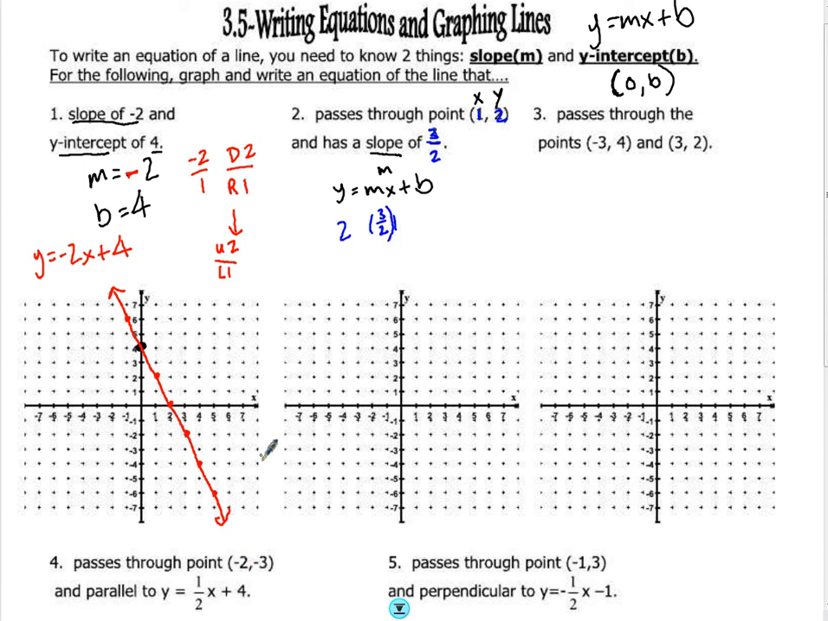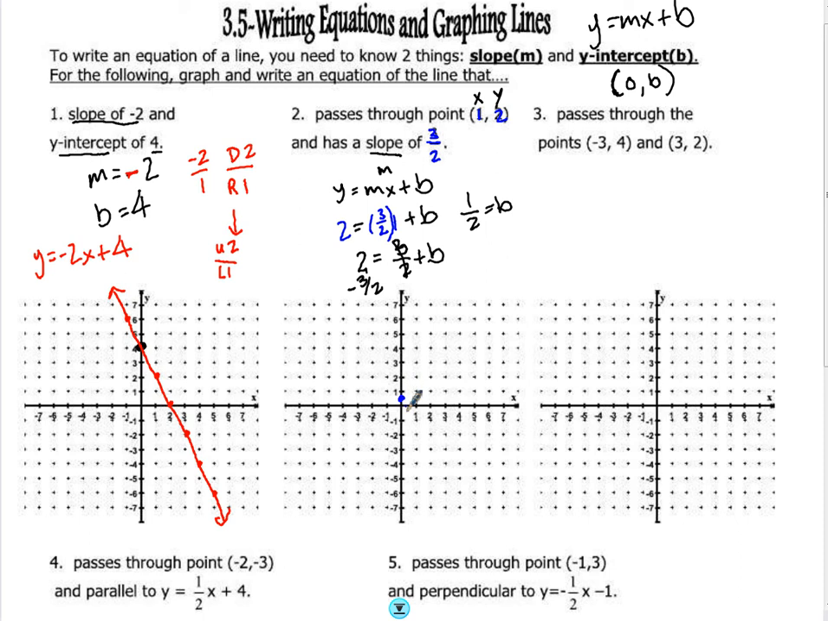When I'm solving this equation, the first thing I need to find is b. So I have my y, m, and x. All I need to find is b. So I'm going to solve for b. I'm going to subtract 3 halves from 2, take away 3 halves from 2, and what I end up with is 1 half. So b is equal to 1 half. I know my y-intercept and my slope, so I'm going to start with my y-intercept, which is at 1 half.